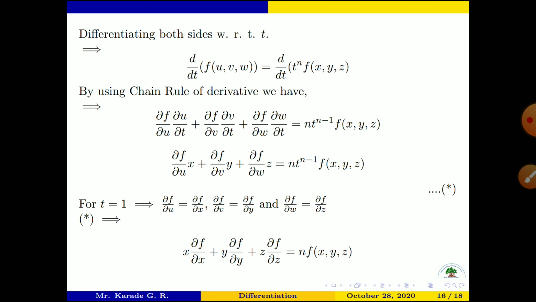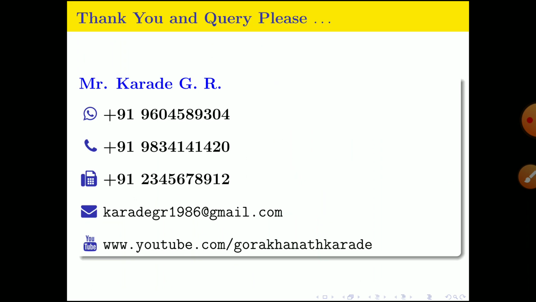If our function f is a homogeneous function of three variables x, y, z, of degree n, then Euler's theorem is x into ∂f/∂x plus y into ∂f/∂y plus z into ∂f/∂z is equal to n into f(x, y, z). So in this way we completed these two theorems.